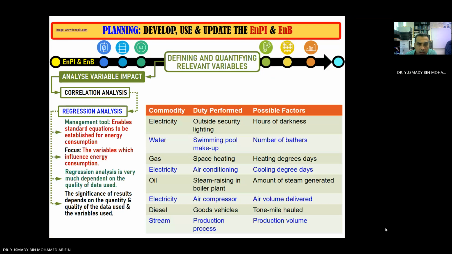Okay, so this is an example of the possible factors. For example, the commodity electricity, duty performed outside security lighting, and the possible factor hours of darkness. Water, swimming pool makeup, possible factor numbers of bathers. Gas, space heating, possible factor heating degree days. Oil, duty performed steam raising in boiler plant, and possible factor amount of steam generated, and so on. So these are examples of the possible factors for different types of energy source or commodity.